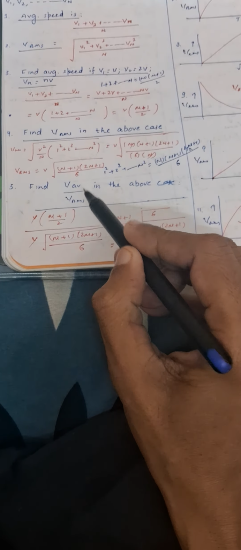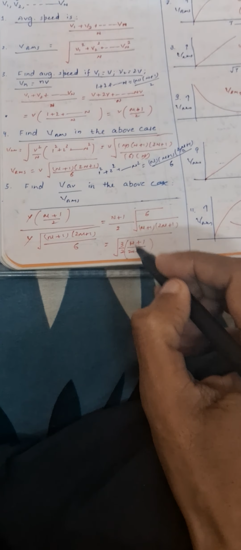Next, we need to find V average by VRMS. The ratio comes out to be 3 by 2, (n plus 1) by (2n plus 1) under root. So we can relate to it.